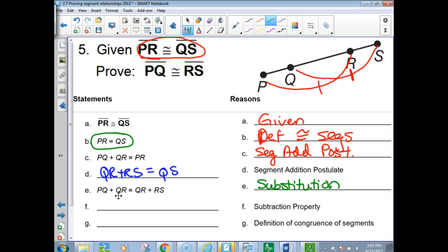And now that you're down to PQ plus QR equals QR plus RS, what could you do now by subtraction? You have a hint right here. Well, what would we do? Take away what? Yeah, take away QR from both sides. So that gives us PQ equals RS. And then we could rewrite it to what we really wanted to prove, that segment PQ is congruent to segment RS by definition of congruent segments.